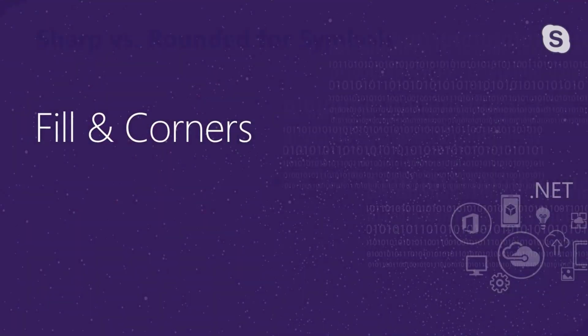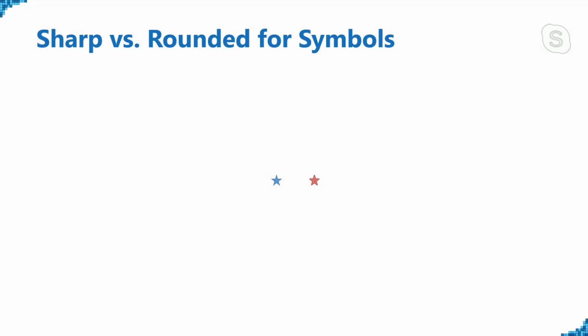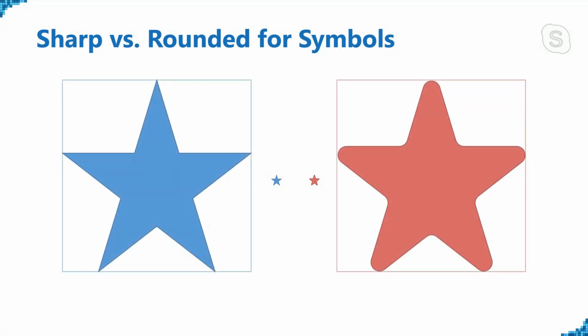Fill and corners. So I've got two stars in the middle of the screen. And the question here is, which star looks bigger, the one on the left or the one on the right? If you're like most people, you're going to say the one on the right looks bigger. In reality, they actually are constrained by the same bounding boxes. But the one on the right has got rounded corners, and as a result, has almost 35% more pixels than the one on the left.